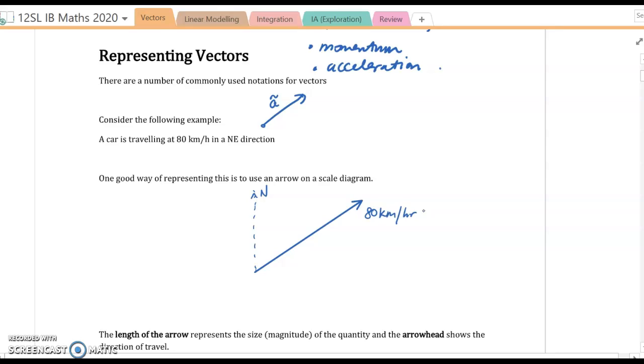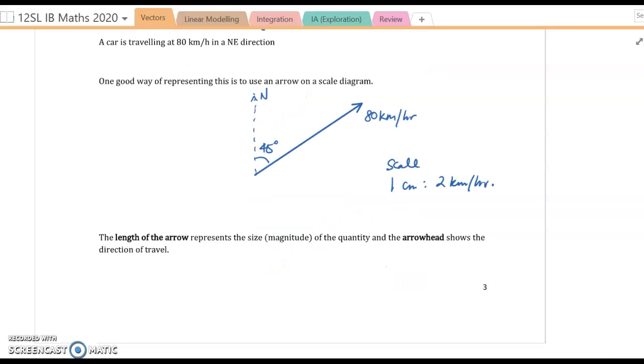But then we're missing two things. We're missing what makes it northeasterly, and we're also missing a scale. So using your ruler, you might have done 1 kilometer per hour to 2 centimeters, or 1 centimeter to 2 kilometers per hour. So you can see the length of the arrow is then proportional to the magnitude of the vector, and it's also got a direction.